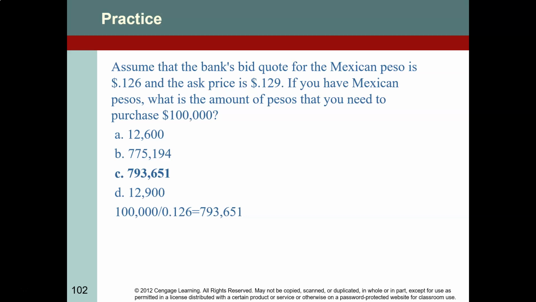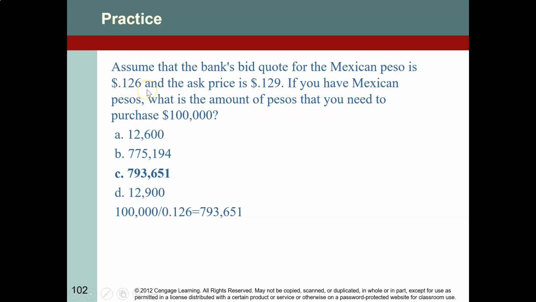You want to sell your peso and purchase dollars from the bank. Which rate would you go for? You would go for the bid price, right? When the bank is buying from you, you are selling the peso to the bank. So the rate we're going to use is 0.126.